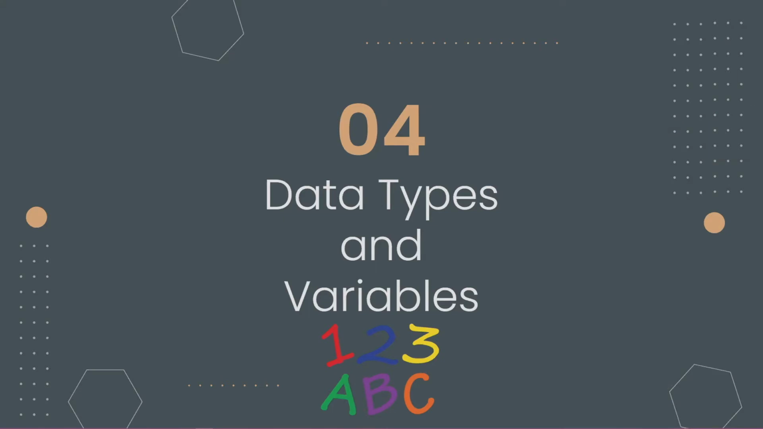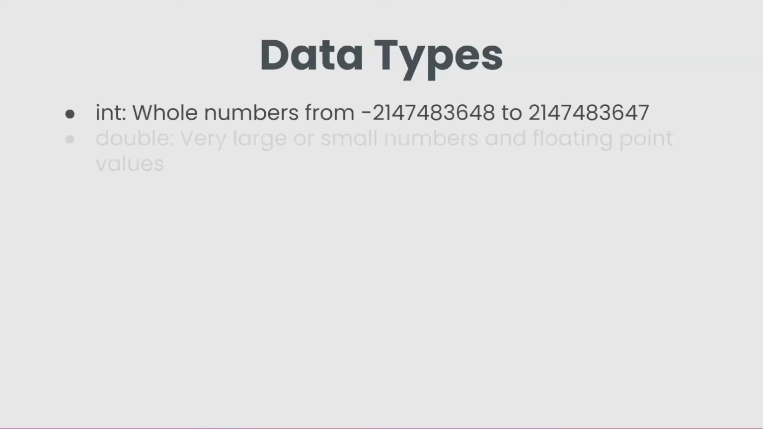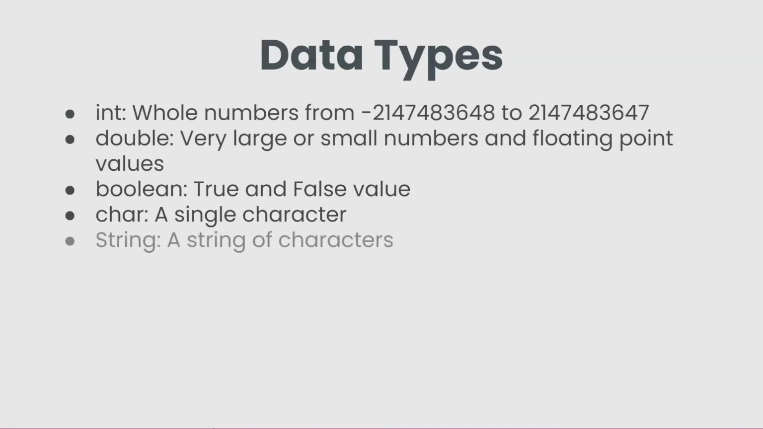So now that we've learned about printing, I'll share a bit more about data types and variables. Data types are essentially the type of your value. There are 5 main data types we'll be covering today. Do keep in mind that there are actually more than this, but these 5 are the basic ones we should know.